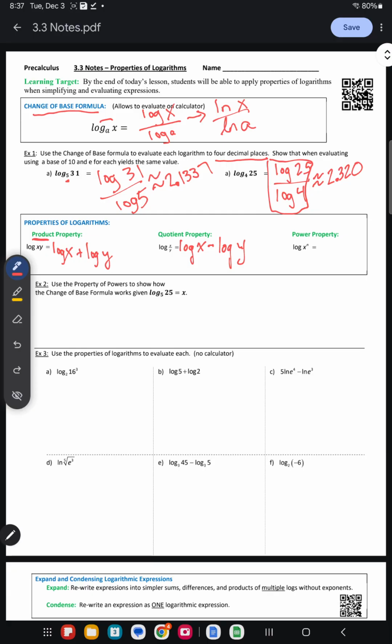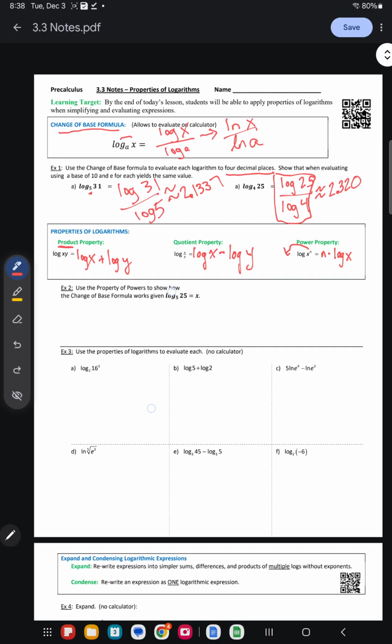All right, now the power property is a little bit different. So what we're going to do on the power property is this x, if it has a raised power, we're going to move it out front. So in this case, we're going to have n times log of x. So anytime this term here is raised to a power, that number goes out front. In this case, it would be n.